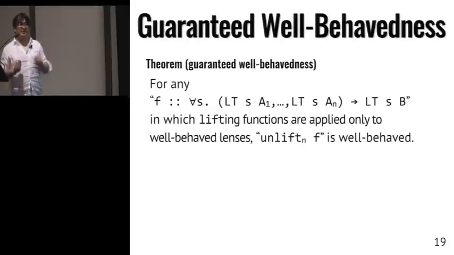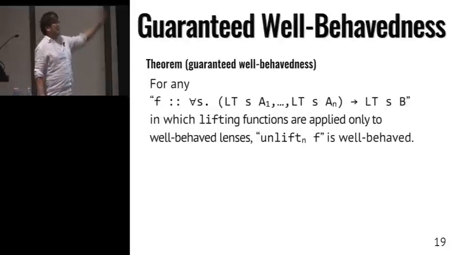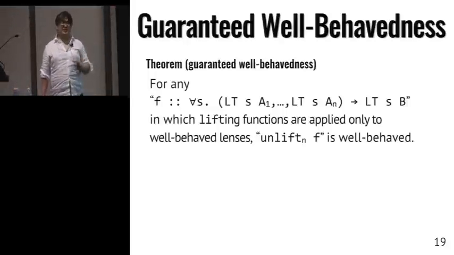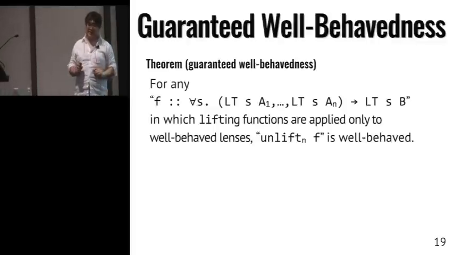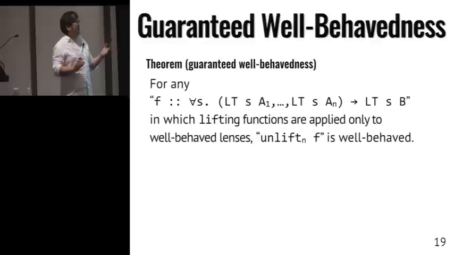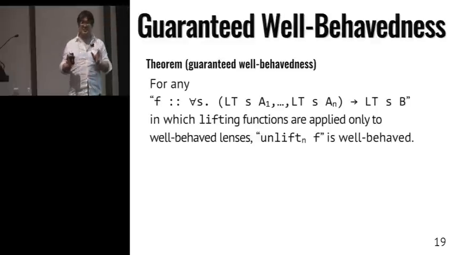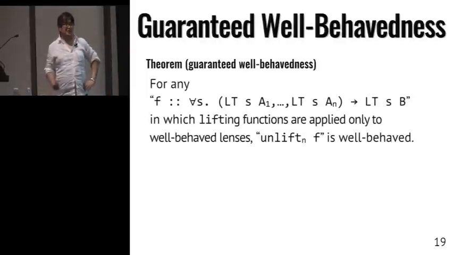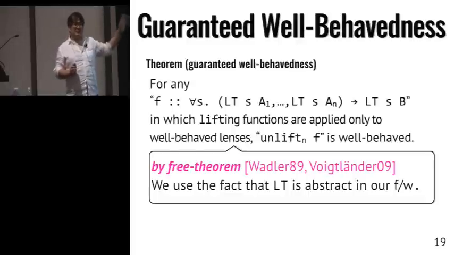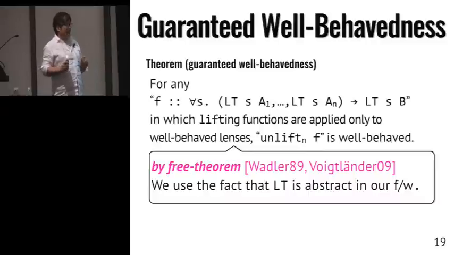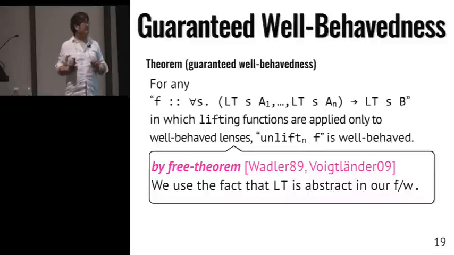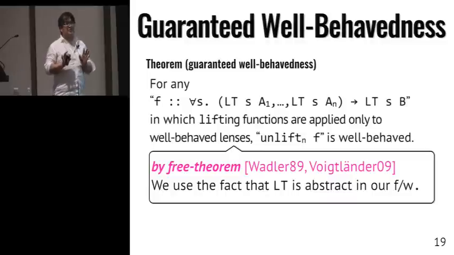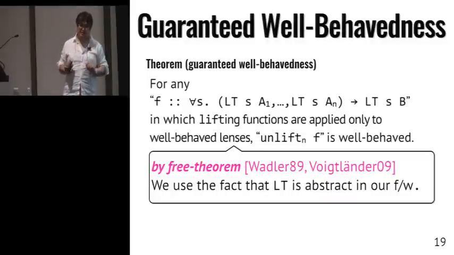So let us explain the main theorem. For any function of this type in which lifting functions are applied only to well-behaved lenses, if we unlift these functions, the obtained lenses are guaranteed to be well-behaved. I do not explain the proof of this theorem, but I want to mention that it can be proved by using a free theorem. The key is that the LT type is abstract in our framework, so the only way to manipulate LT type values is through lifted functions.